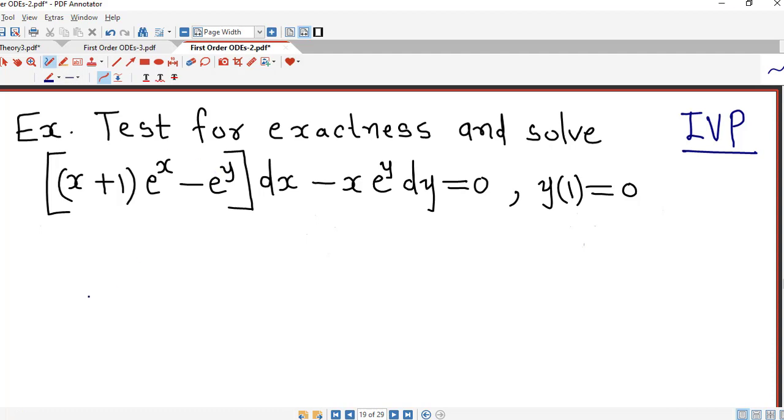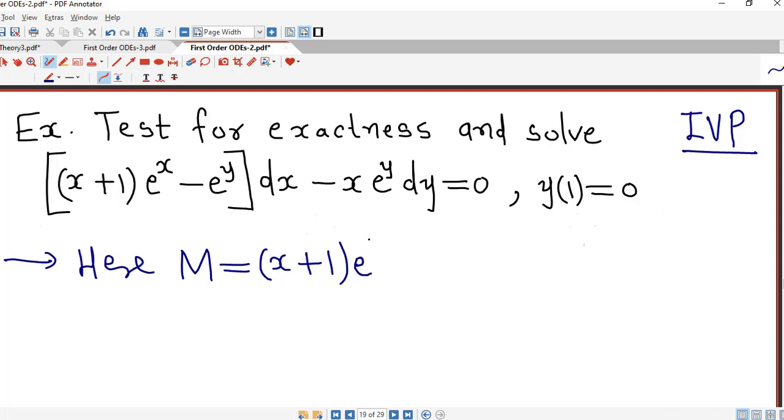So before that we compare the given differential equation with M dx plus N dy, and we obtain that capital M is (x plus 1) e raised to x minus e raised to y, and capital N is minus x e raised to y. The coefficient of dy is capital N, the coefficient of dx is capital M.